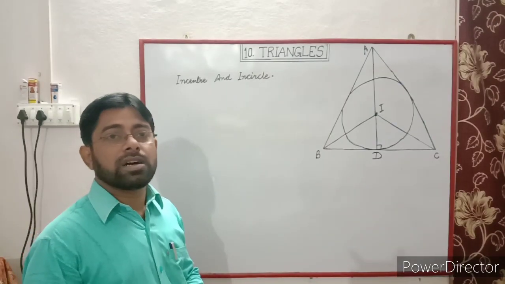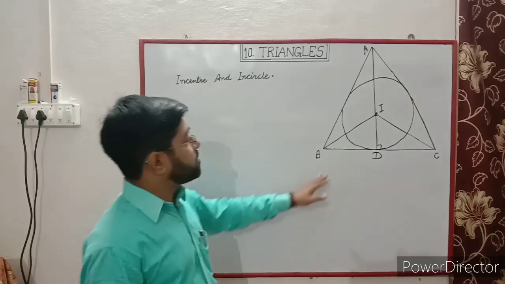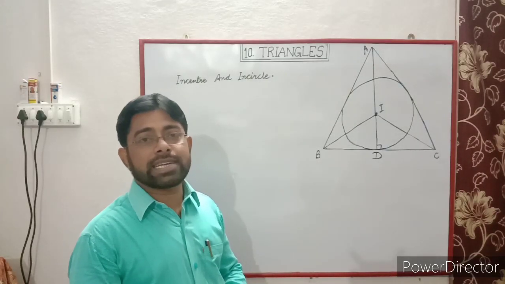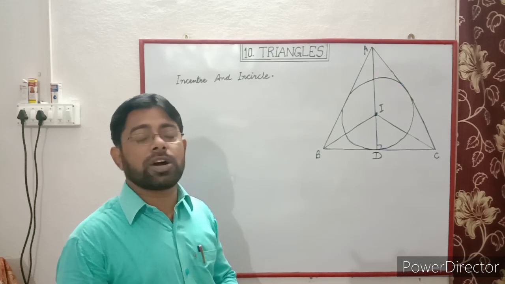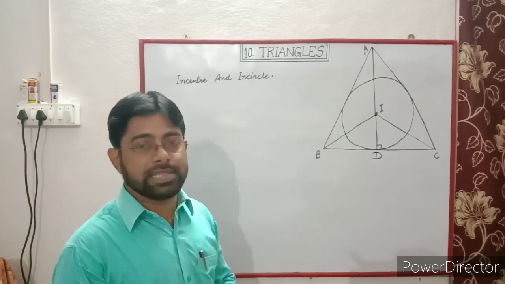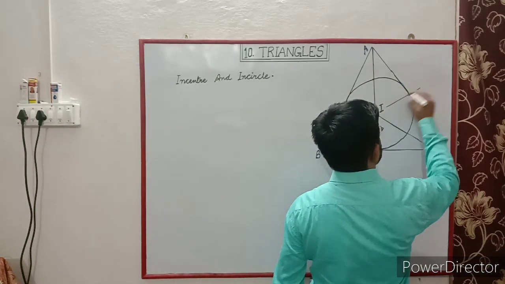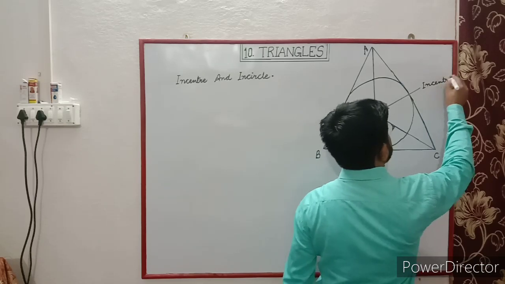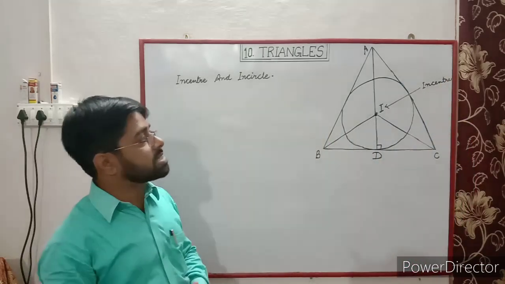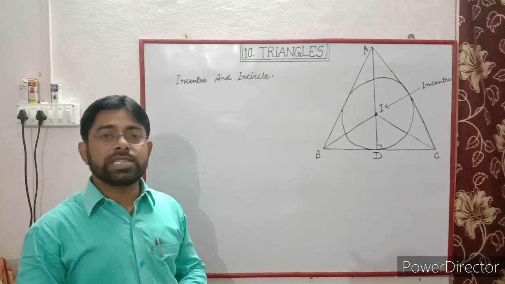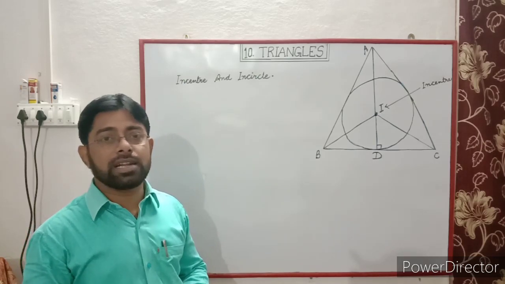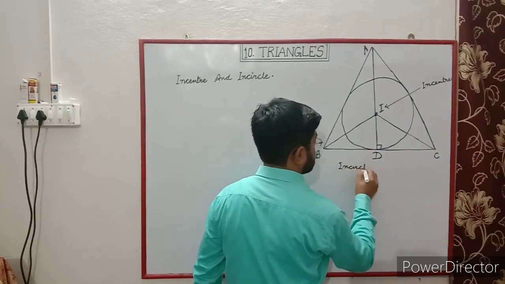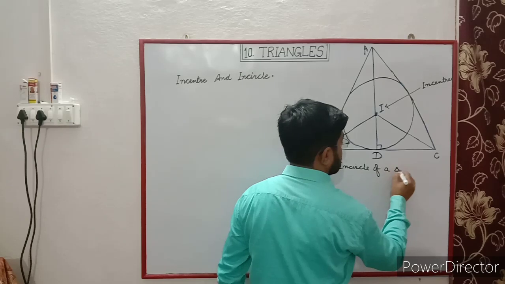Now, incenter and incircle. From the figure, the point of intersection of internal bisectors of angles of a triangle is called incenter. So I is the point of intersection, it is incenter of the circle. Now I is the incenter of the circle which touches all sides of a triangle ABC. It is called incircle of a triangle ABC.